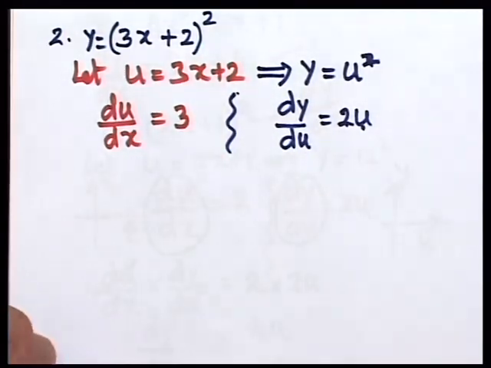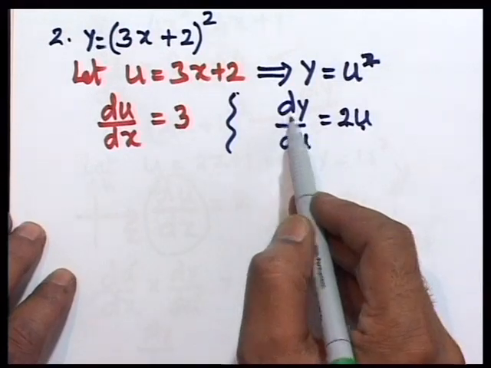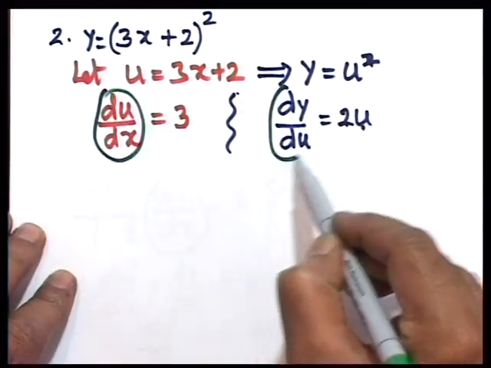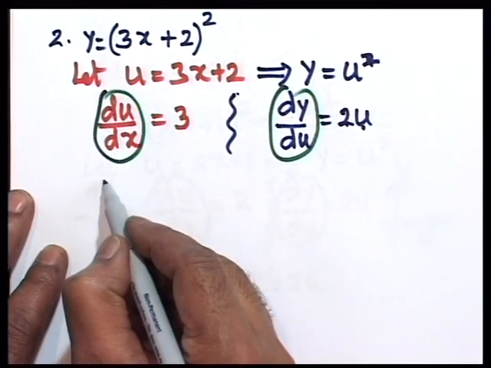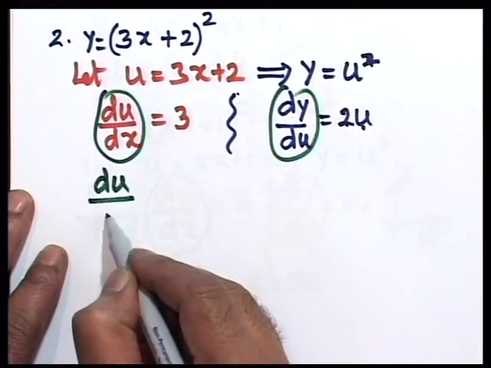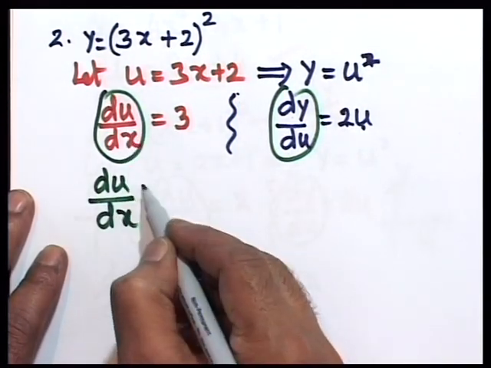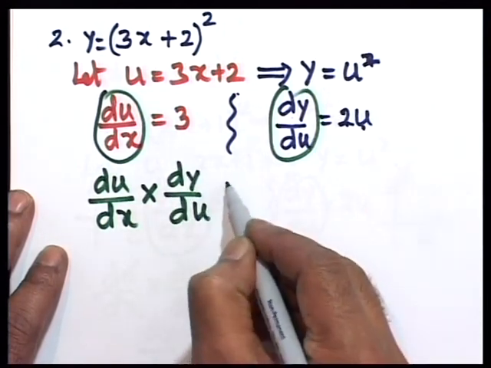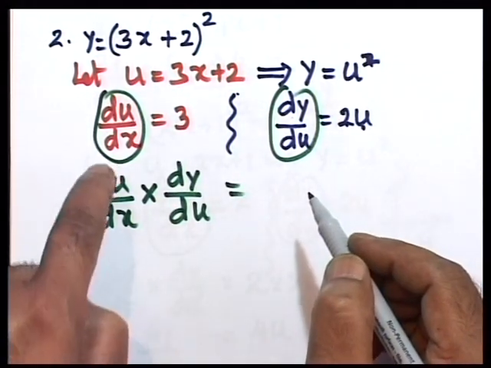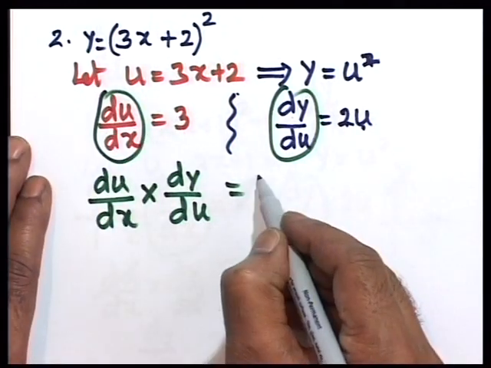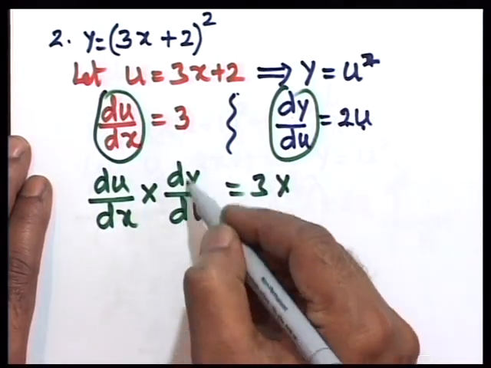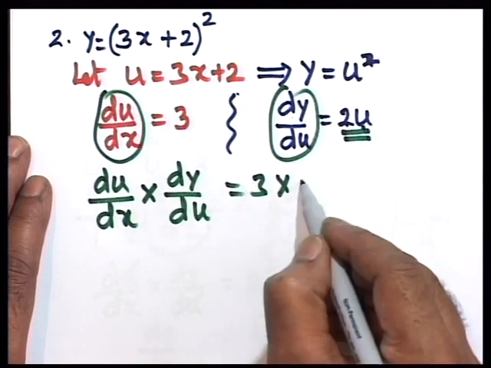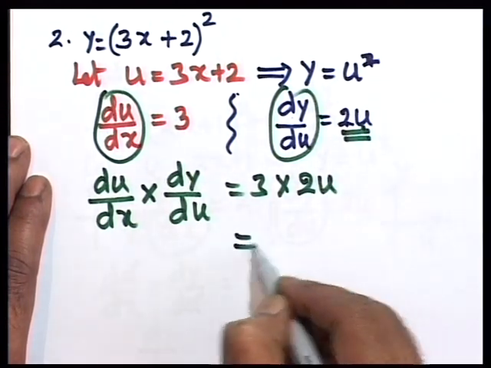Now we simply multiply these two to get dy over dx. So let's write the steps first for few sums. du over dx multiplied by dy over du is equal to... So we substitute du over dx value, which is 3, and multiply by dy over du, which is 2u, right? So finally we have 6u.